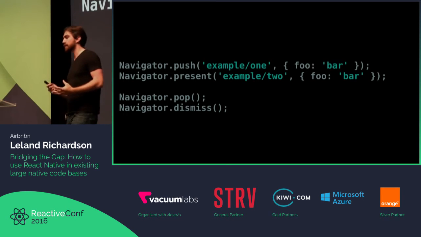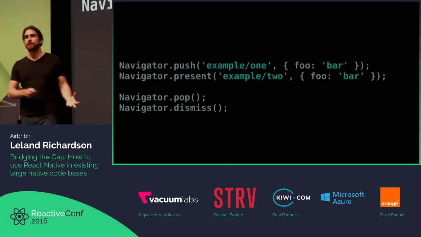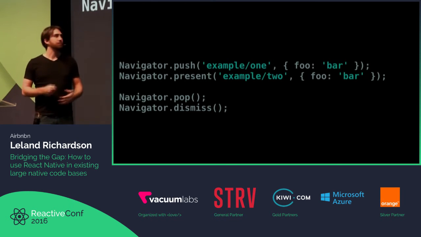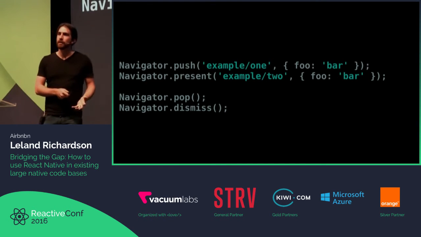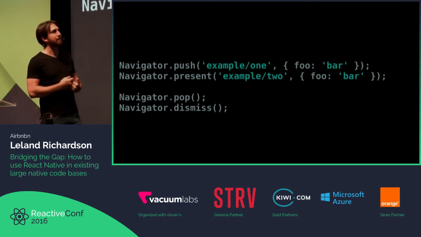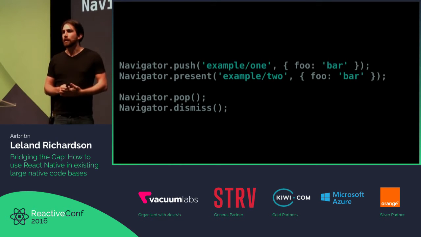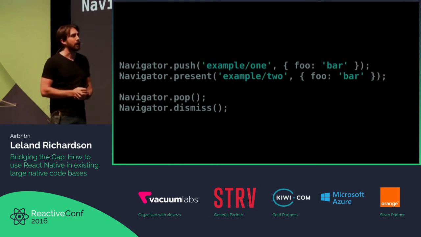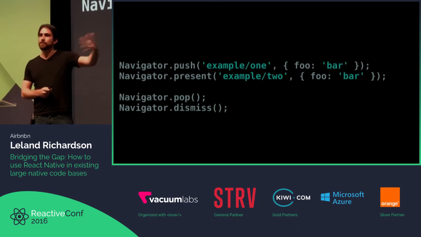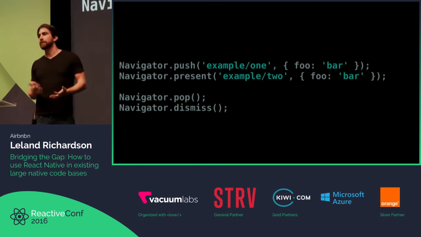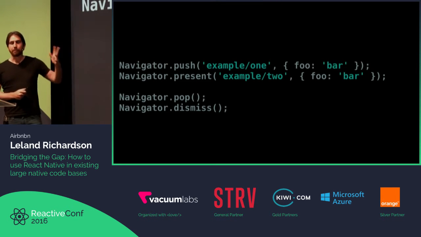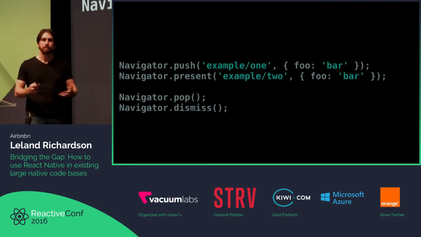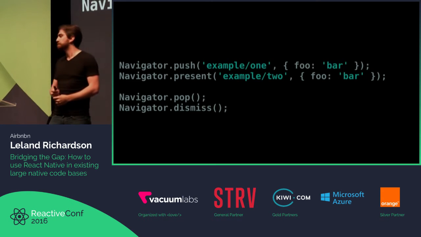Android has a concept of starting an activity for a result. And so we're able to start a native flow in this case as well as a React Native flow and get a result back. A common example of that might be presenting a login screen to a user and then returning if they actually logged in or not. And then pop or dismiss actually just pop or dismiss the current screen.